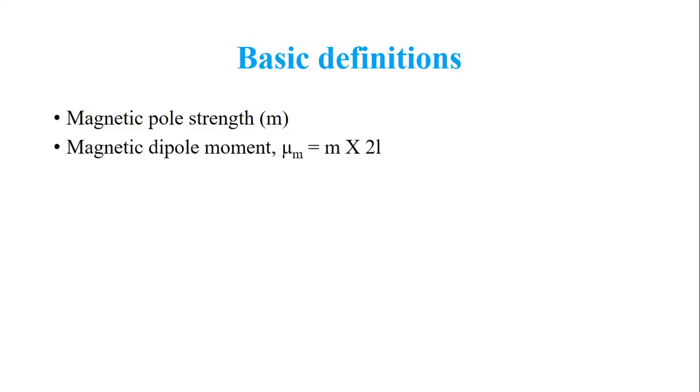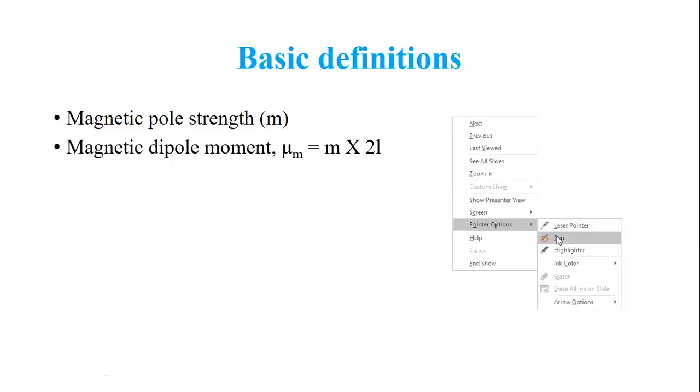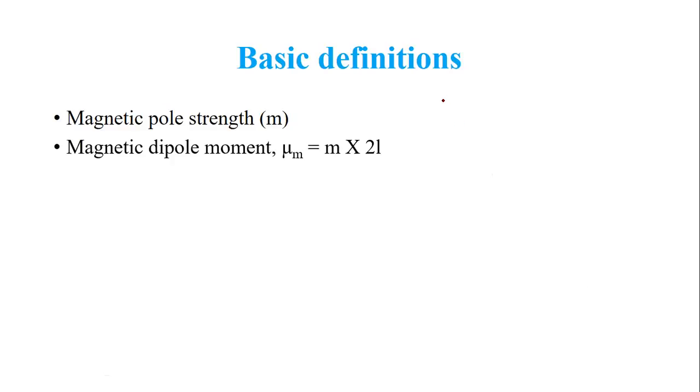Then the magnetic pole strength is denoted by M. So magnetic pole strength M and the magnetic length, the product of these two quantities is defined as magnetic dipole moment. So for a given bar magnet, if M is the magnetic pole strength and 2L is its magnetic length, then magnetic dipole moment is given by the product of M and 2L.